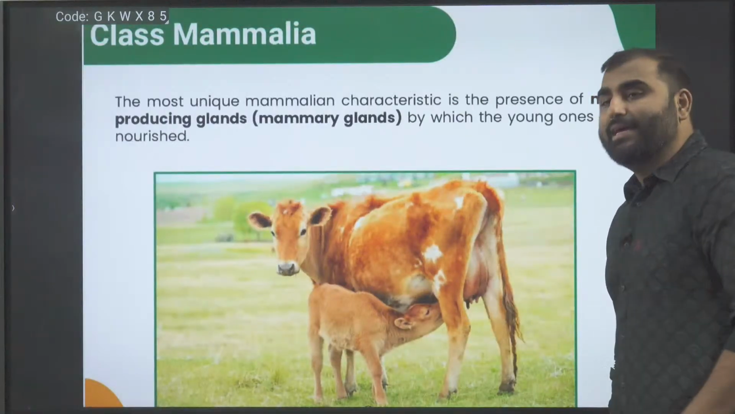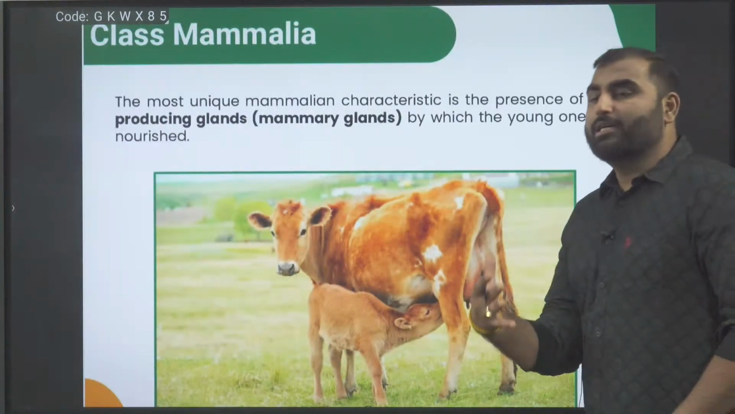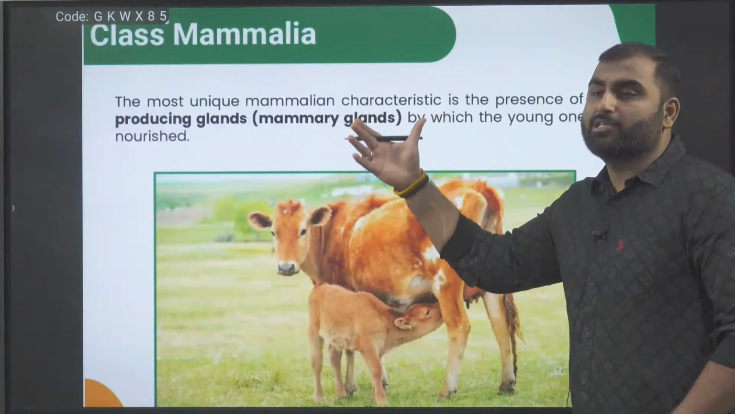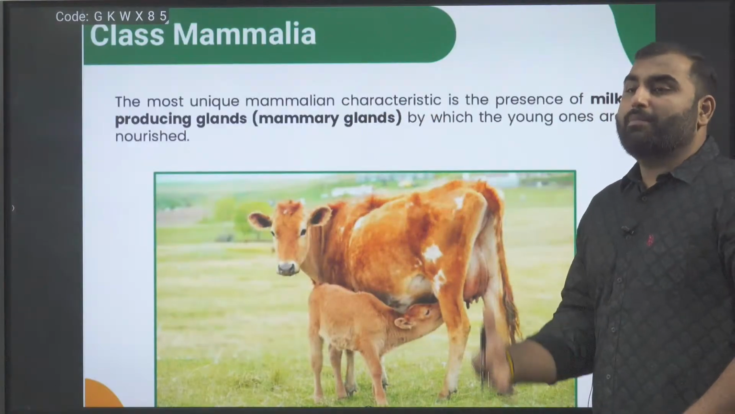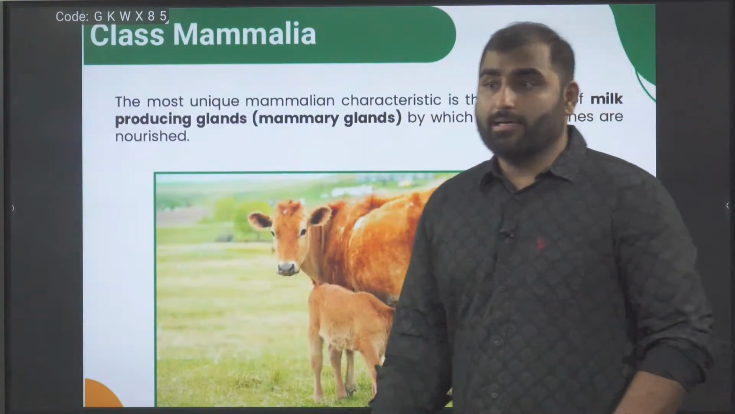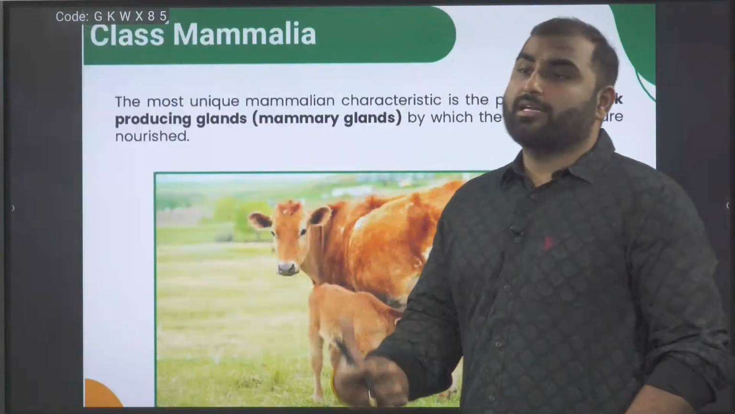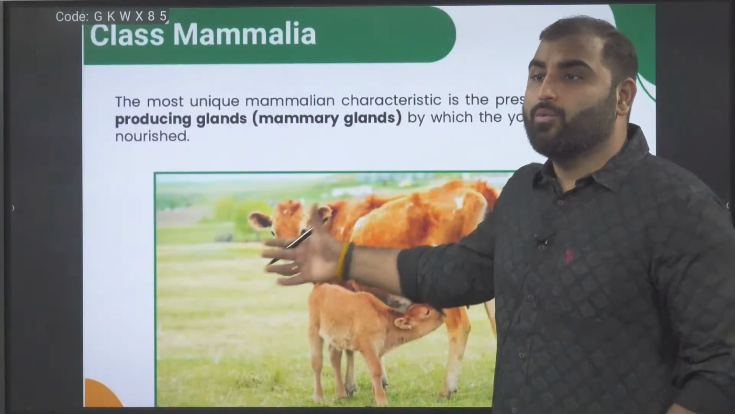And then the most unique characteristic, due to which the name of the class comes, is the presence of mammary glands. Mammary glands help in the production of milk, right? And milk is the nourishing fluid for the young ones to develop.